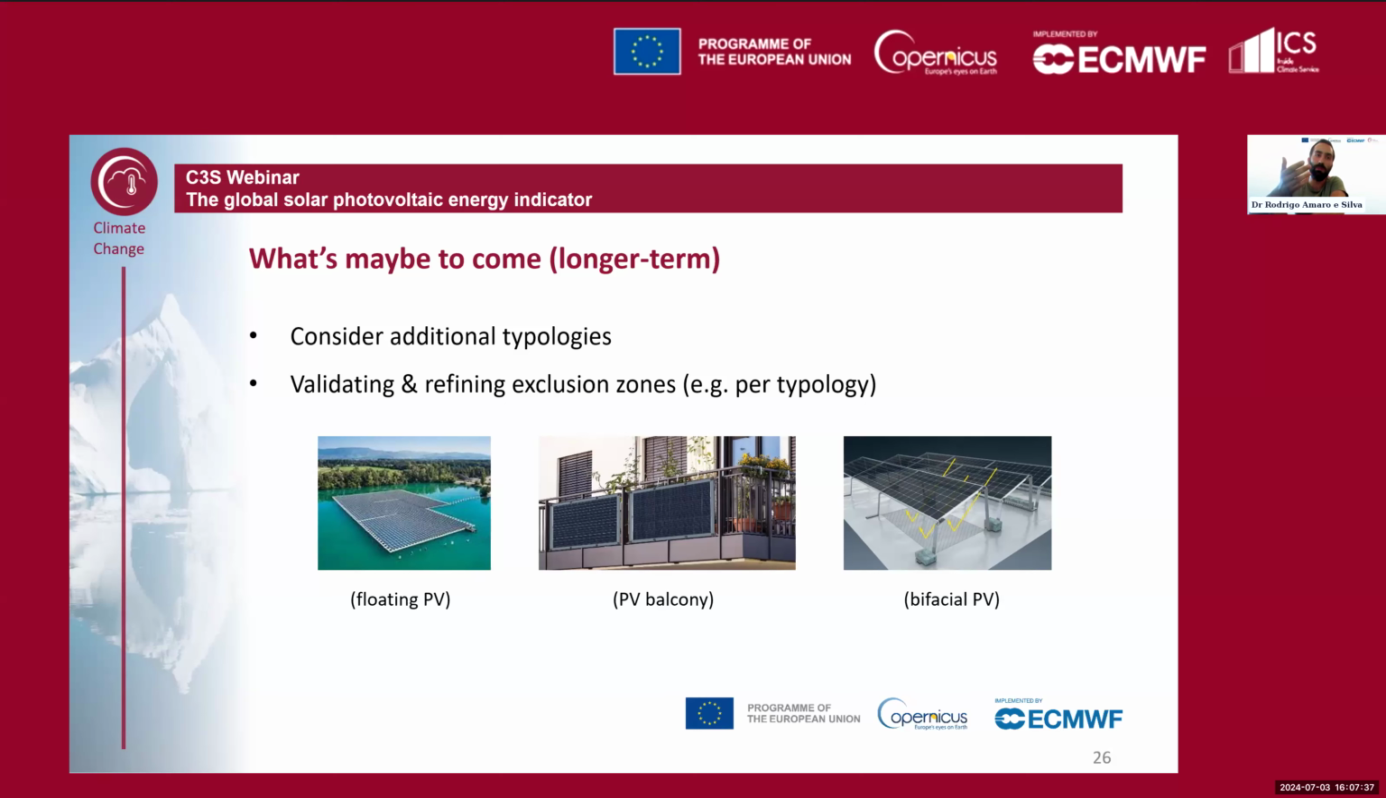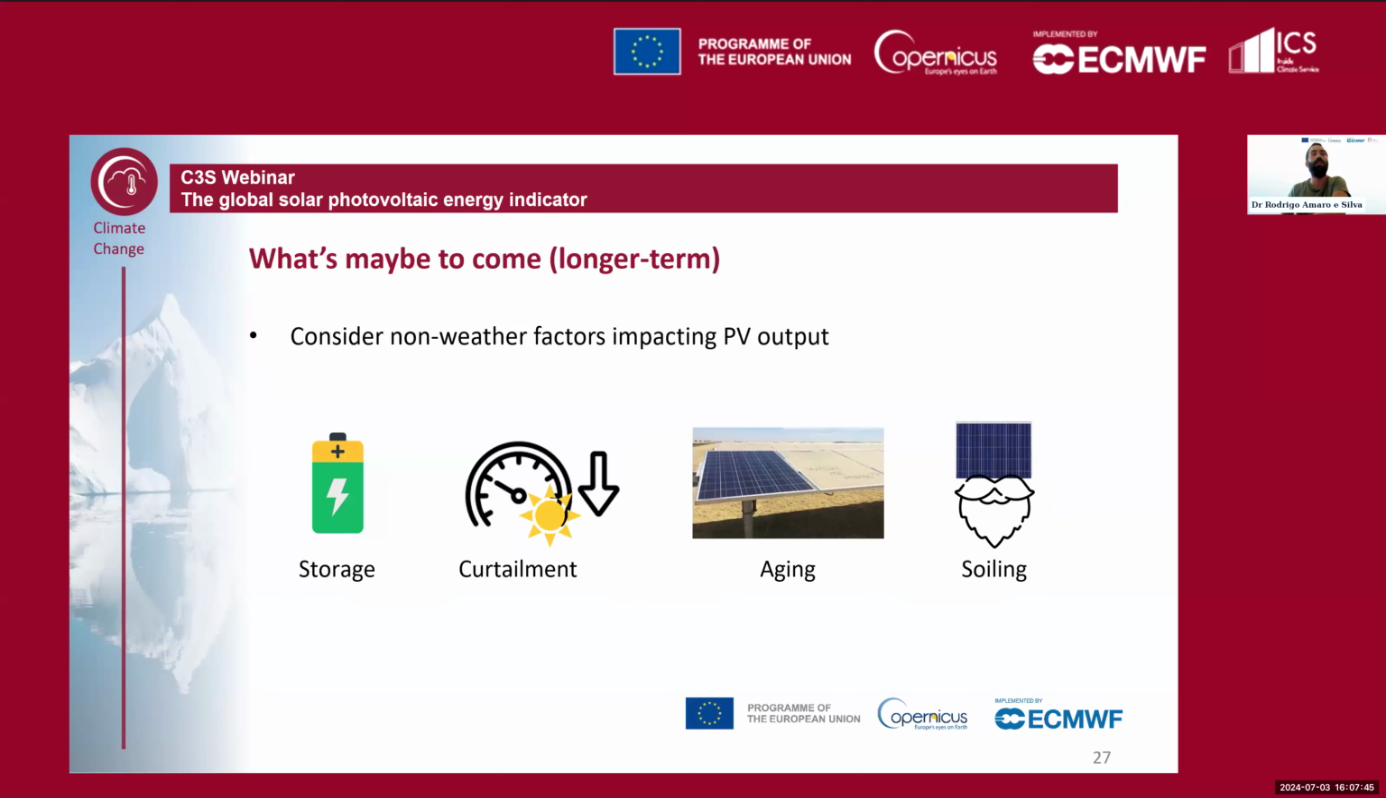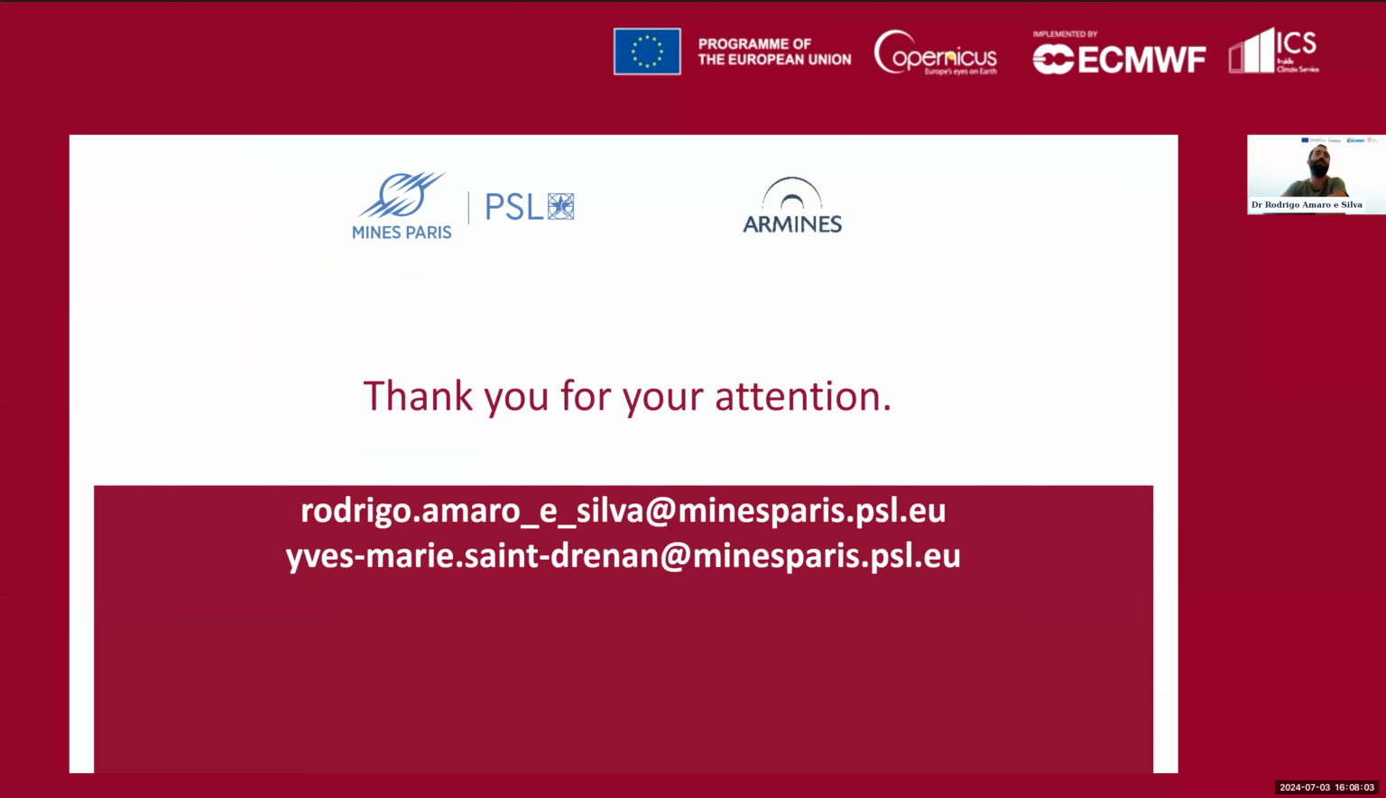So, for example, floating PV could only, of course, be considered in water bodies, PV balconies in urban areas, and so on. There are also other non-weather factors that are not accounted for, and we hope and we'll make an effort to look at how this could be integrated in the C3S service, such as storage, curtailment, module aging, but also soiling. And that's it. Thank you for your attention.